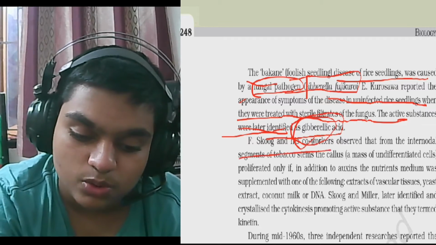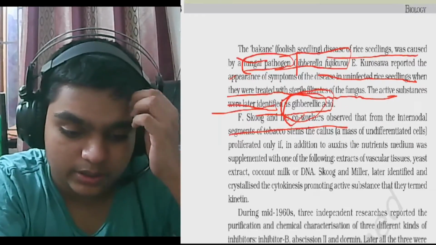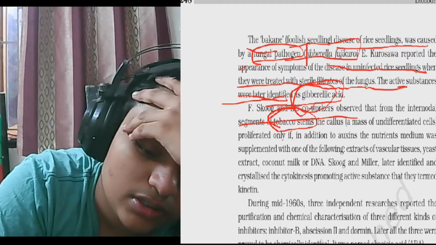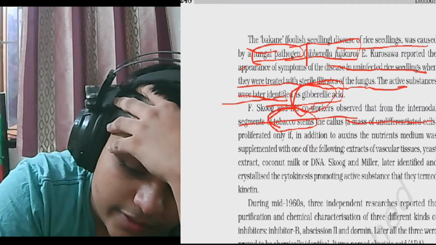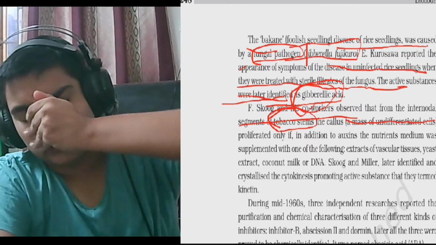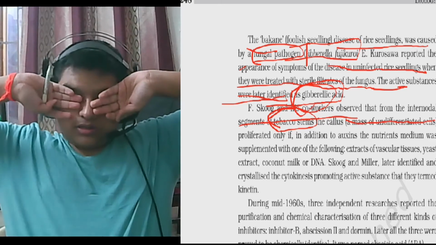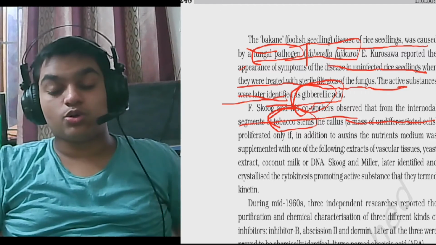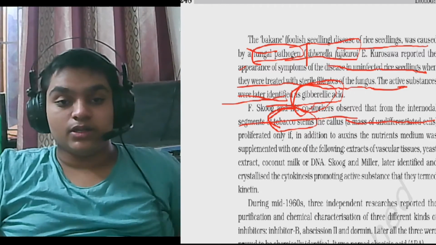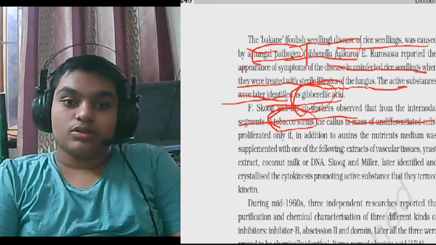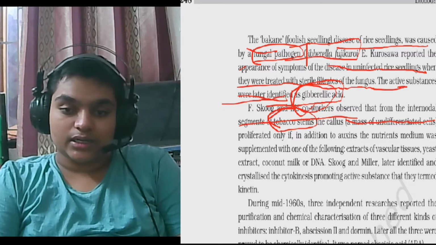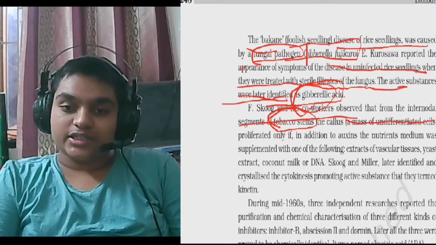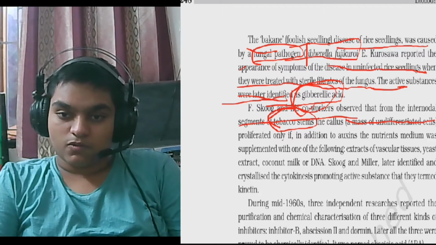F. Skoog and his co-workers observed that from internal segments of tobacco stems, this is important, the callus, undifferentiated cells, if put into the nutrient medium, did not grow. To the medium containing auxins, it did not show growth. But if they put a nutrient medium like coconut milk, it showed growth. Coconut milk is nothing but the coconut water which we drink generally. It showed growth, so that stunned Skoog and his co-workers.